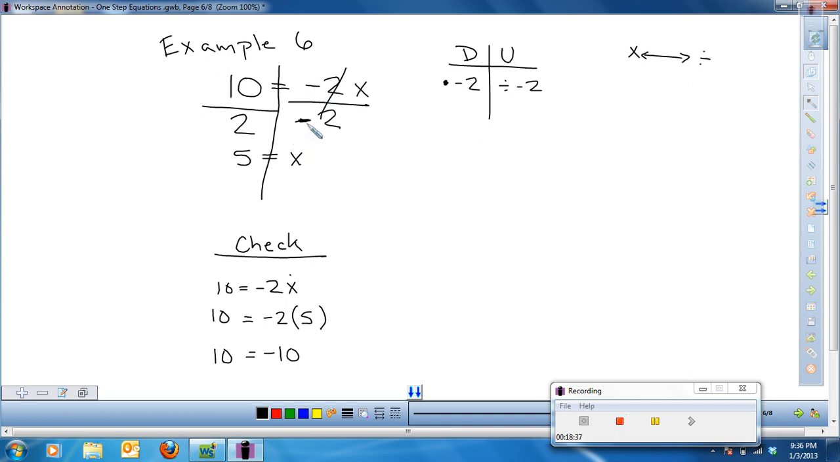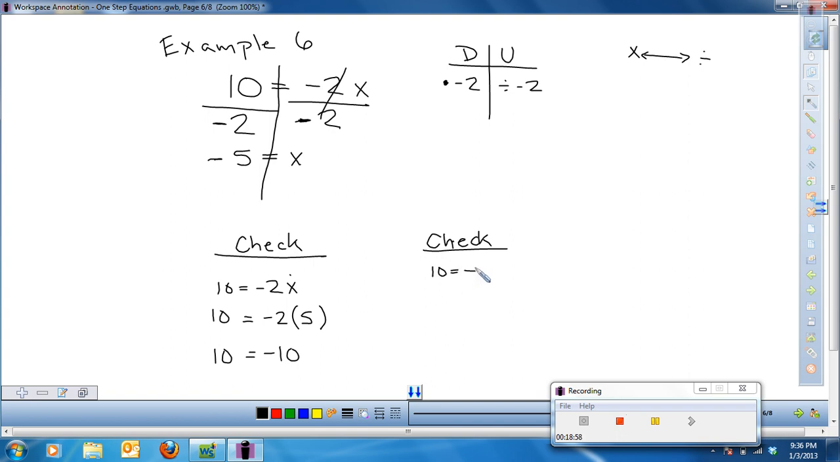I should have divided by -2. So I should have divided 10 by a -2. These cancel now. They look the exact same. I'm going to bring down my x. 10 divided by -2 is a -5. So let's check this again and see if this time it works.